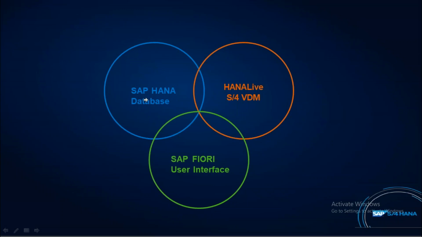We were looking into this particular diagram, the core ingredients of S/4. We have the HANA database, which is the only database that supports S/4HANA. And of course, B4HANA, we will discuss later in the advanced section. Then we have HANA views, which are predefined by SAP, known as HANA Live. And then we have S/4HANA virtual data models. Those are the CDS views with the subtypes of those CDS views.